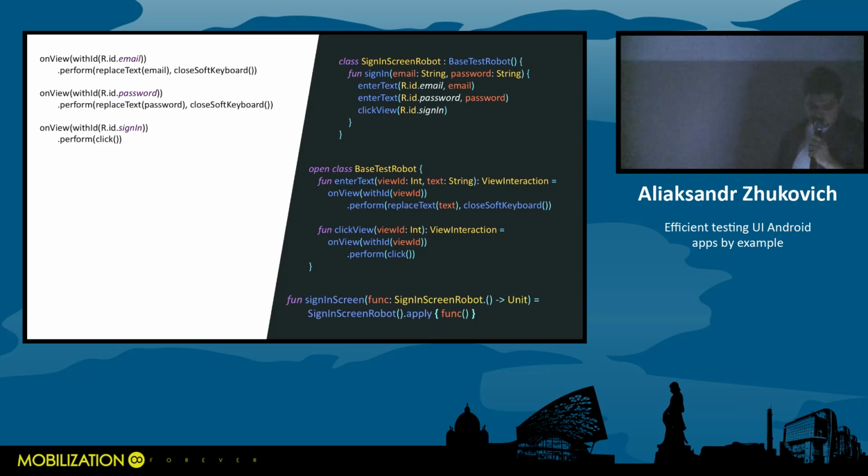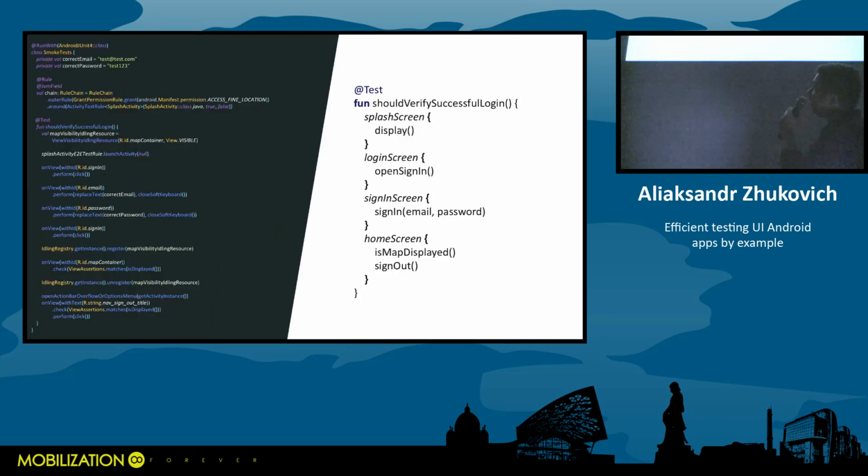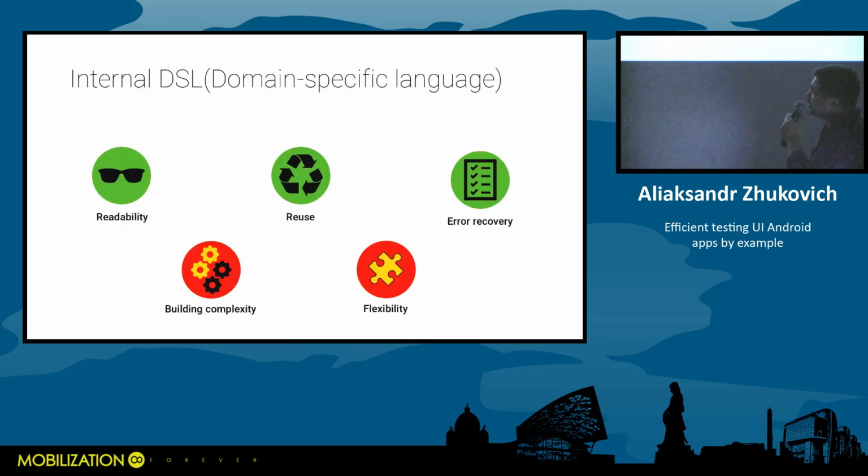And finally, if we would like to use this code in Kotlin, we can create functions which will have a lambda with any functions from the sign-in screen robot class. And finally, we can have code like this. As you can see, this code is much simpler, and even any new joiner can understand this code, because it is pretty clear. And we can rewrite all this long scenario to code like this, which is pretty simple and understandable, I think, for everyone.